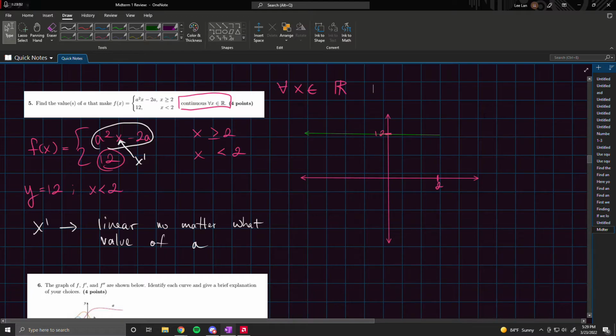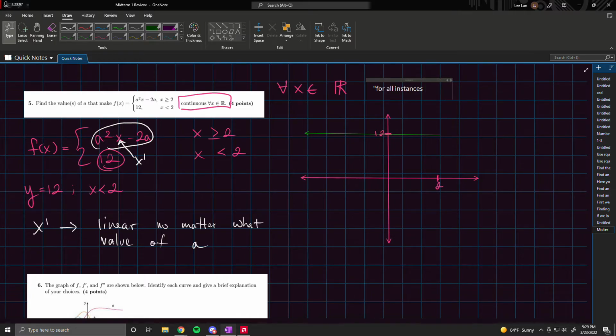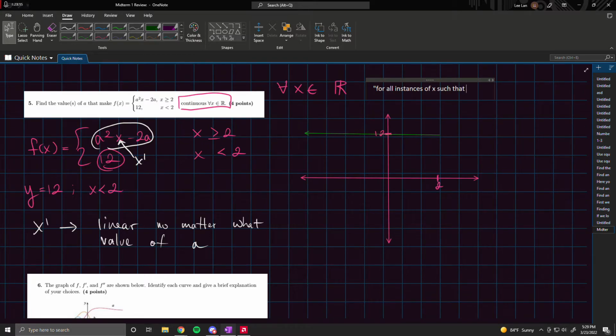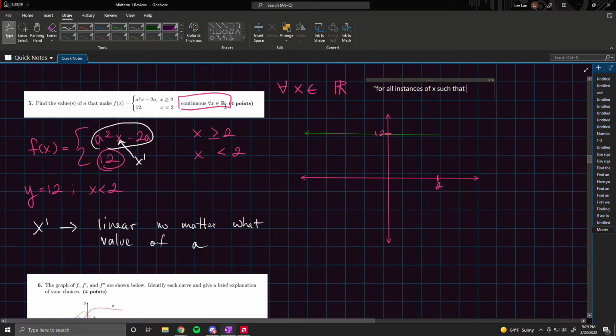So here is very shorthand notation that says, and then I think this means such that, and then what is this? What does this R mean? That means all real numbers.